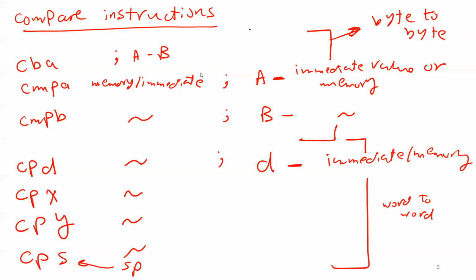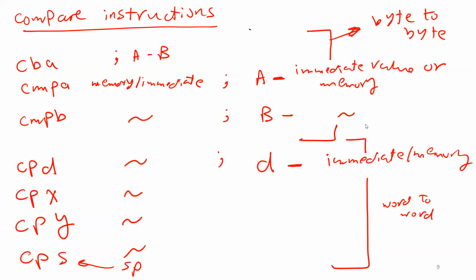The instruction we have, as you see here, guys, is compare A and B, CBA. This one is going to subtract B from A. Is that okay? Subtract B from A, or compare A to B. We also have compare A to memory location or immediate value. This one is going to subtract memory location or immediate value from A. Compare B, same thing. This one is going to subtract memory location or immediate value from B.